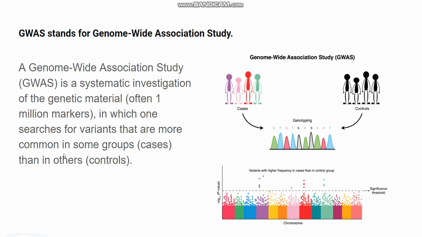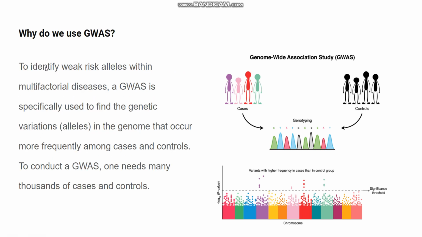Now let's talk a little bit about genome-wide association studies. A genome-wide association study is a systematic investigation of the genetic material, often 1 million markers, in which one searches for variants that are more common in some group of cases than in controls. In genome-wide association studies, you're identifying weak risk alleles within multifactorial diseases. This is specifically used to find the genetic variations, alleles in the genome, that occur more frequently among cases and controls. So basically you're identifying gene loci for a specific trait or phenotype.